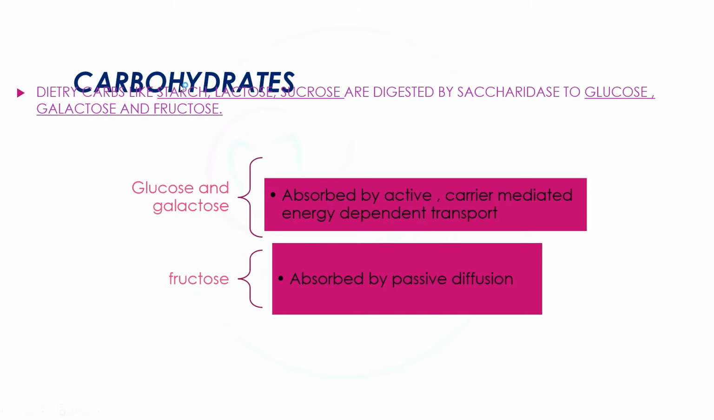Dietary carbs like starch, lactose, and sucrose are digested by saccharidase to glucose, galactose, and fructose. Glucose and galactose are absorbed by active carrier-mediated, energy-dependent protein, and fructose is absorbed by passive diffusion.